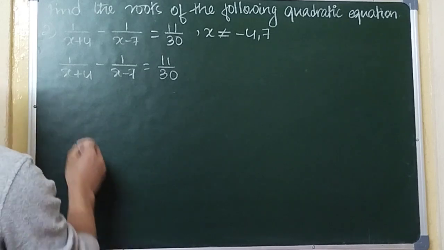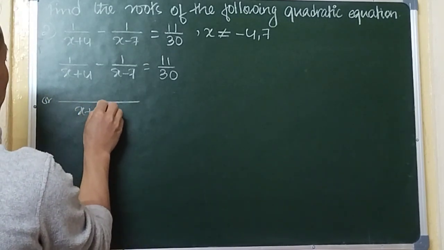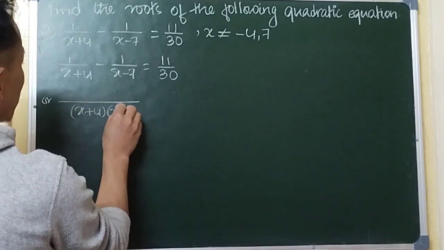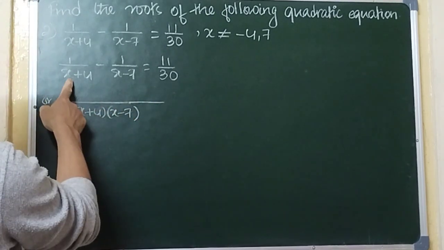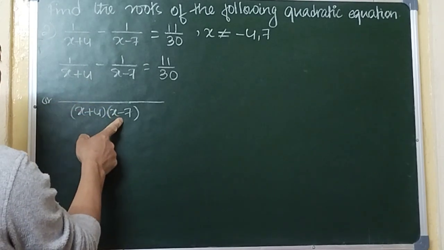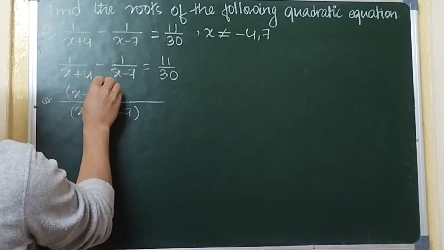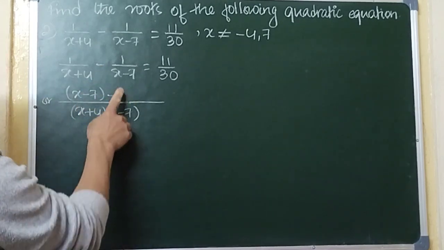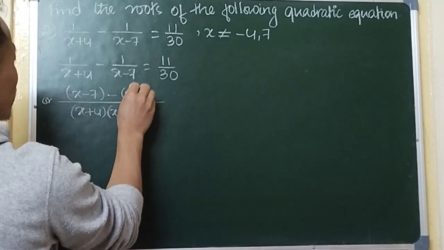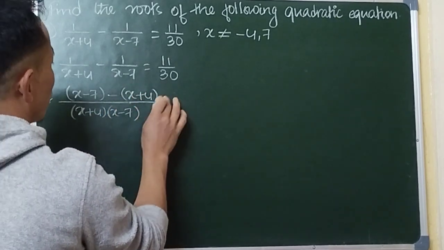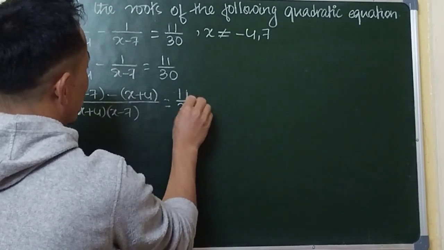So we will follow the same method, take the LCM here. We have two terms, x plus 4 and x minus 7. So the LCM will be x plus 4 times x minus 7. We already have x plus 4 here, so we will multiply with x minus 7. So x minus 7 into 1 becomes x minus 7 here. We have this minus sign. We have x minus 7 already here, so we will multiply with x plus 4. So x plus 4 into 1 becomes x plus 4, equals 11 divided by 30.